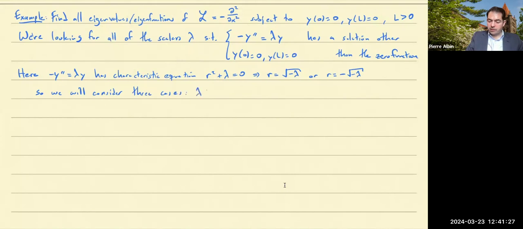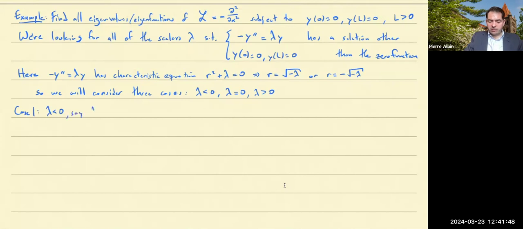Right, depending on the sign of lambda. Lambda could be negative, it could be 0, or it could be positive. We could also consider complex lambda, but for the moment, we're just going to stick to real lambda, and later we'll talk more about that. So first case, what happens if lambda is negative?